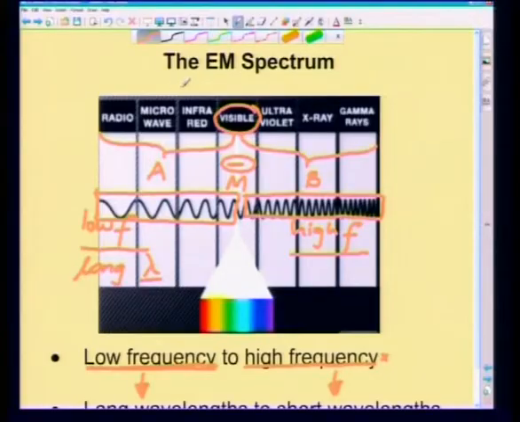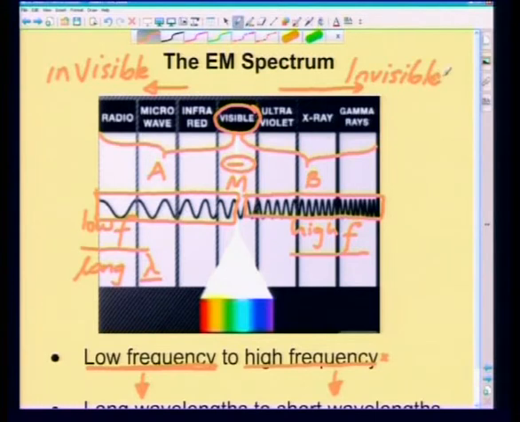What that means is that what we have on the left here is not visible. So it's invisible. And what we have on the right side here is also invisible. We can't see it with our naked eye. But then something in the middle here, which is the visible section of the electromagnetic spectrum, is what we can see.